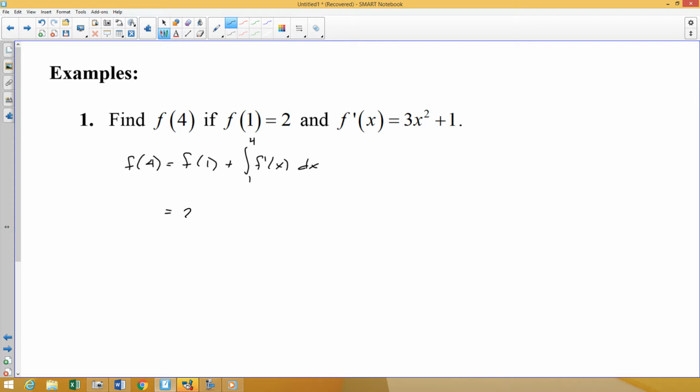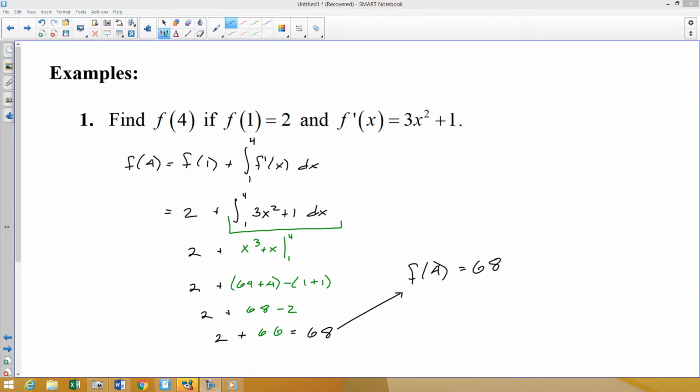So f of 1 was 2, plus the antiderivative from 1 to 4 of f prime, which is 3x squared plus 1. And then we'll evaluate that antiderivative. Pretty easy antiderivative, so I went ahead and worked that out real quick, and you end up with a value of f of 4 being 68.